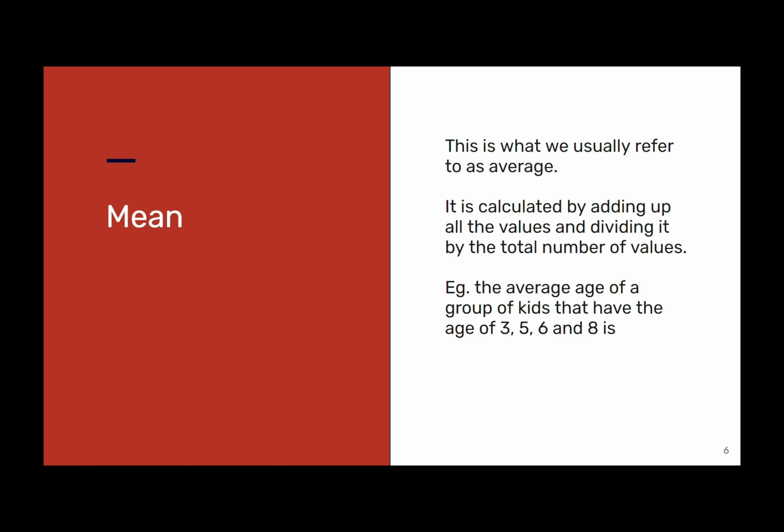For example, the average age of a group of kids that have the ages of 3, 5, 6, and 8 is 3 plus 5 plus 6 plus 8 divided by 4, which equals 5.5. In this case, we're talking about 4 children. So when we divide the total of this sum by 4, we get 5.5, which gives us the average age of this group of kids.